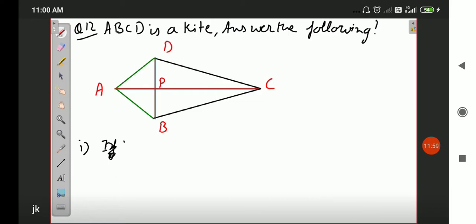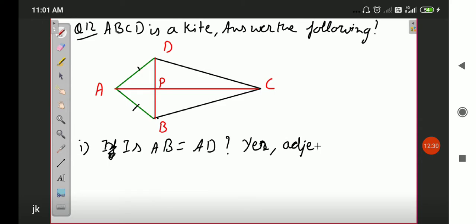Question is, are AB and AD equal? AB length and AD length are equal? The answer is yes. Why? Because adjacent sides of a kite are equal. Lengths AB and AD will be equal. DC and BC will also be equal. Yes, because adjacent sides of a kite are equal.